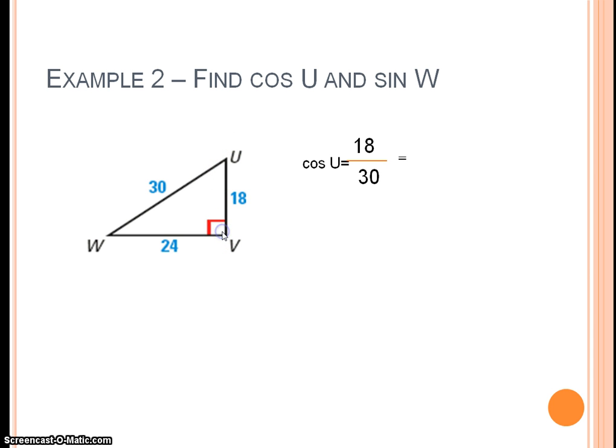Now for W, this reduces. We always want to reduce our ratios if we can. 18 over 30 has the 6 in common, so when we simplify, we get 3 over 5.